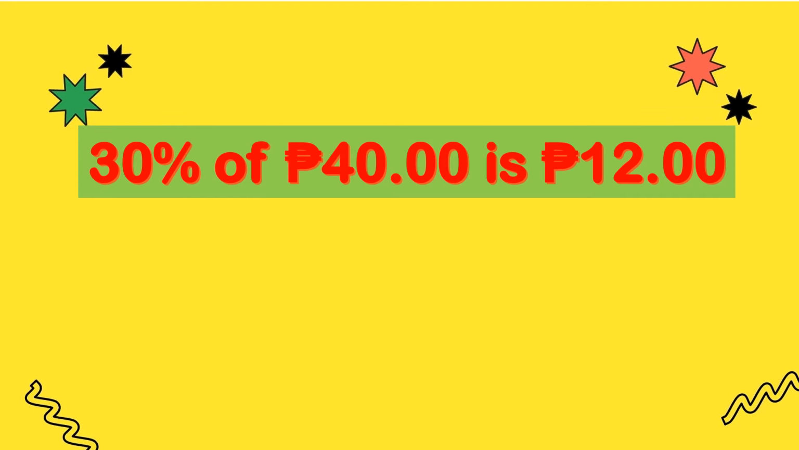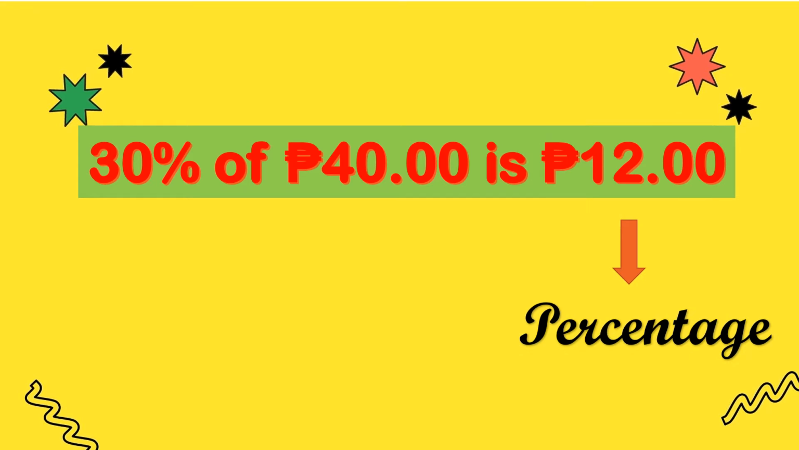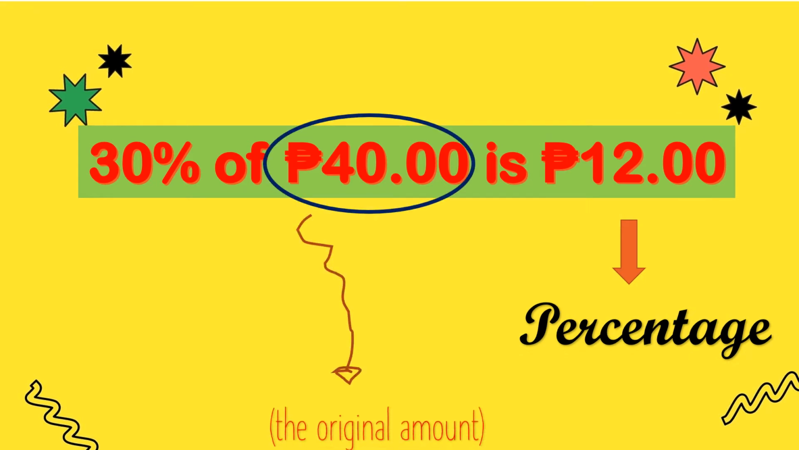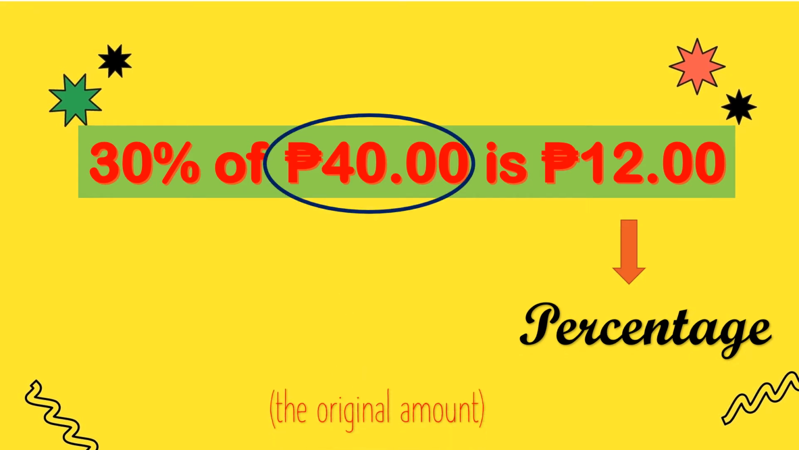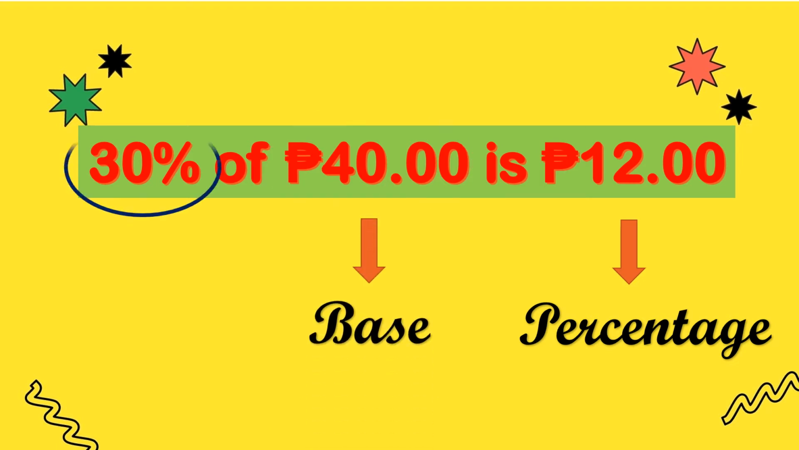Let us identify the percentage, base, and rate in this example. 30% of 40 pesos is 12 pesos. In this example, 12 pesos represents a fractional part of 40 pesos, so it is the percentage. 40 pesos is the original amount, and it represents the whole, so it is the base. 30% has the percent sign, so it is the rate.